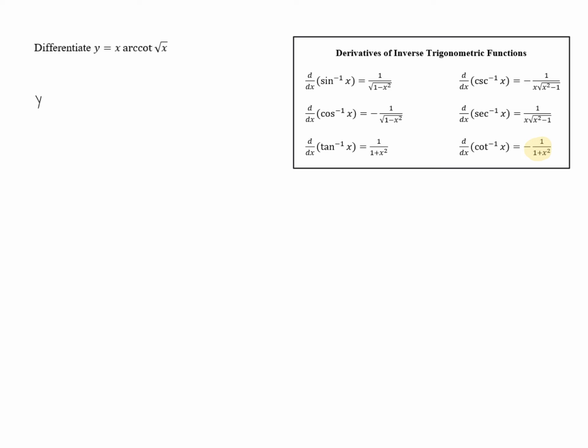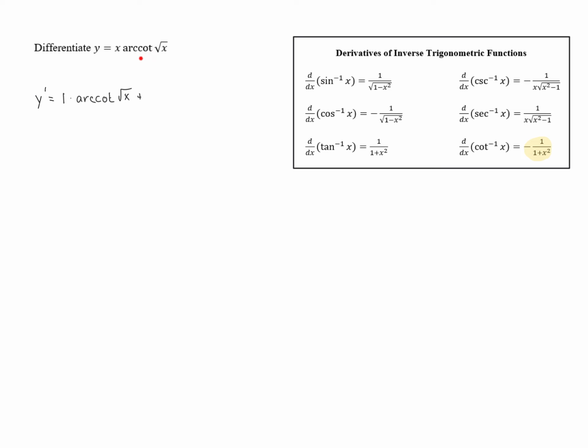If we want to differentiate this, though, we need to recognize that we have a product of two functions. So we're going to have to use the product rule. The product rule says that we take the derivative of the first times the second. So the derivative of x is 1 times the second, arc cotangent root x, plus the derivative of the second times the first.